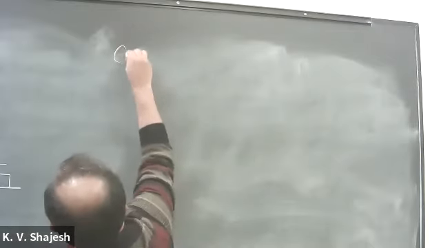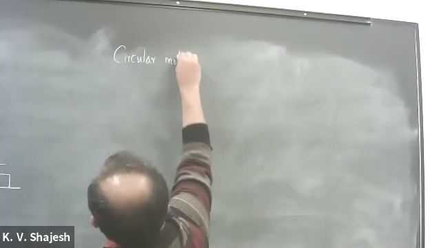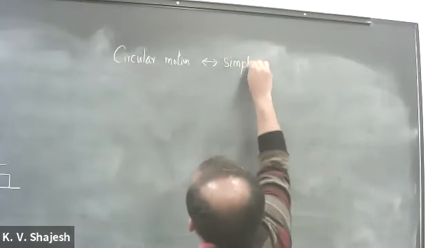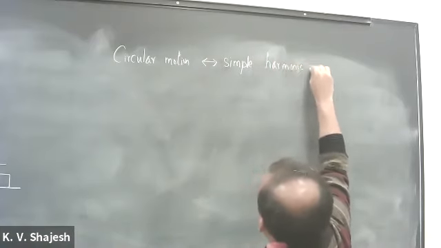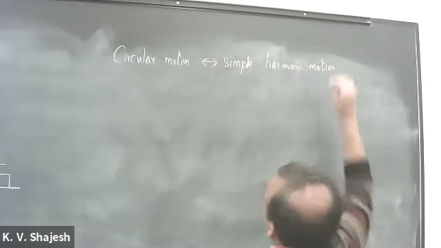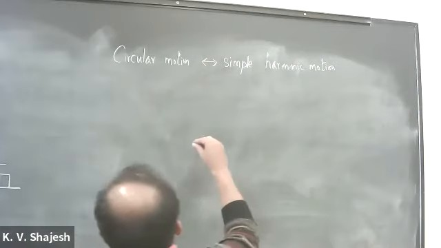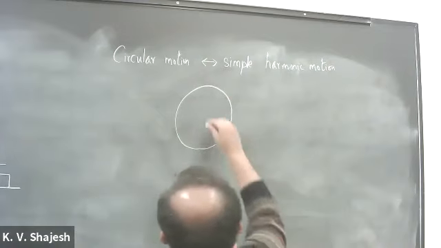So let's think of a circular motion. We are going to make a connection between circular motion and simple harmonic motion. And circular motion is a familiar idea. We already know it. So that will be the point we will use. So let's have circular motion. That's a circle, and let's say that's the center of the circle.